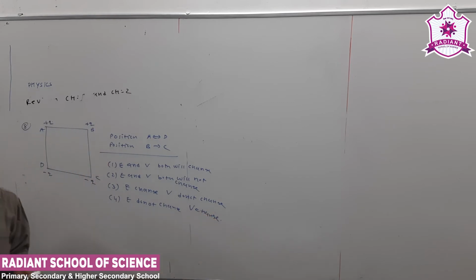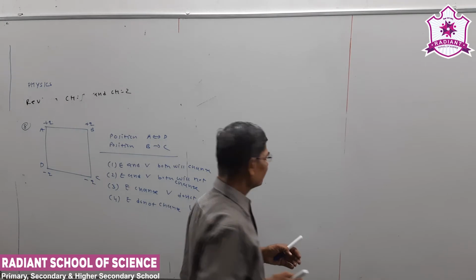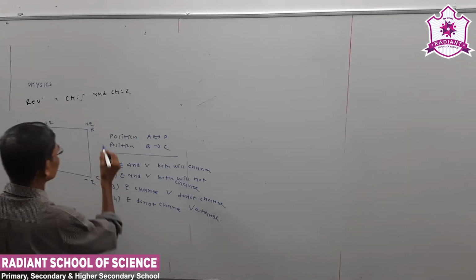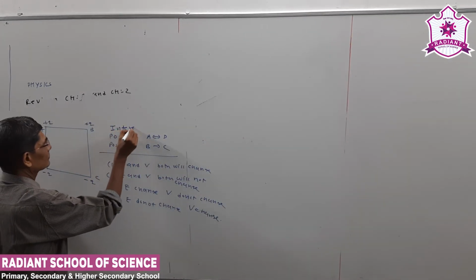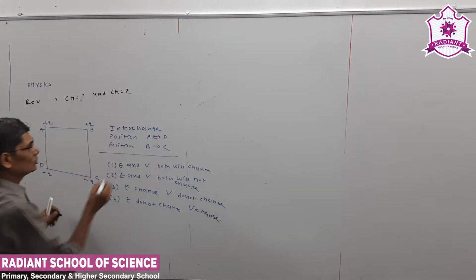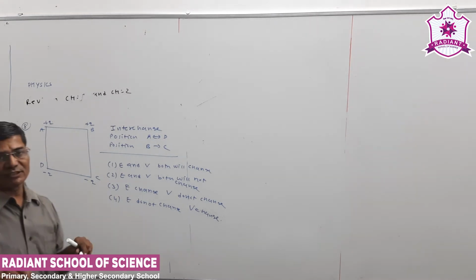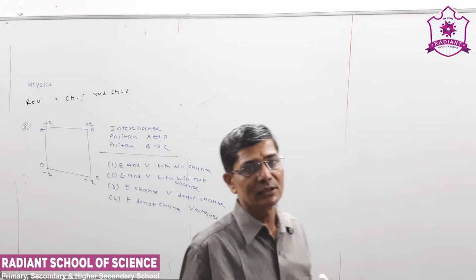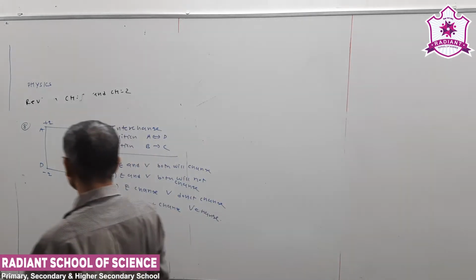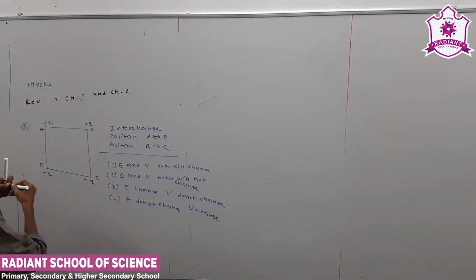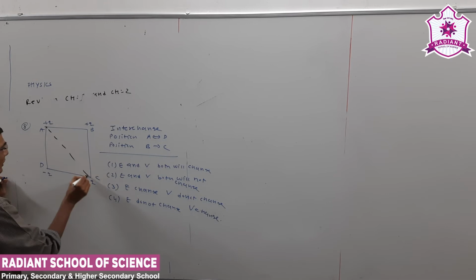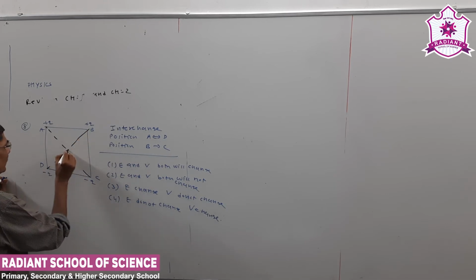Here also we have to keep in mind that when we interchange the positions of the charges at A and D and B and C, whichever quantity is a scalar quantity will not change. So now here we have to calculate the potential at the center.